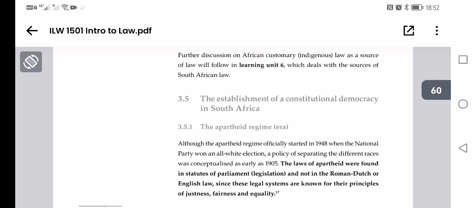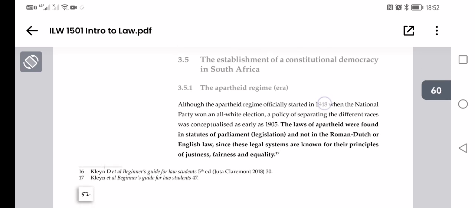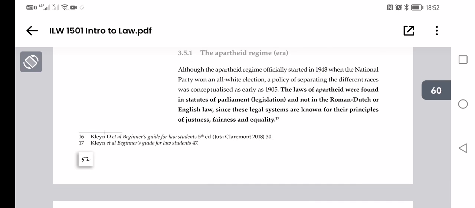The establishment of the constitutional democracy in South Africa. The apartheid regime era. Although the apartheid regime era started in 1948 when the National Party won an all-white election, a policy of separating the different races was conceptualized as early as 1905.